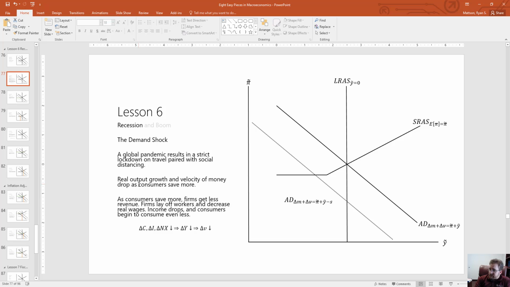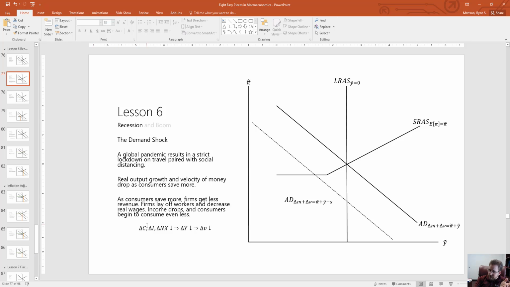Suppose there's a global pandemic which results in a strict lockdown paired with social distancing. Real output growth and velocity of money continue to drop as consumers begin to save more. Again, savings in this case defined as not consuming. As these consumers save more, firms get less revenue. Firms lay off workers, decrease wages, income drops. Consumers begin to consume even less.